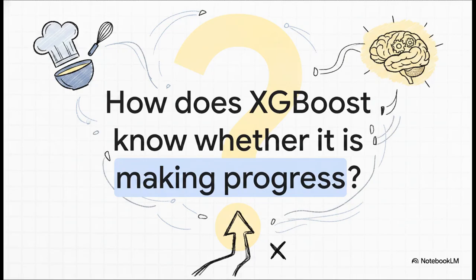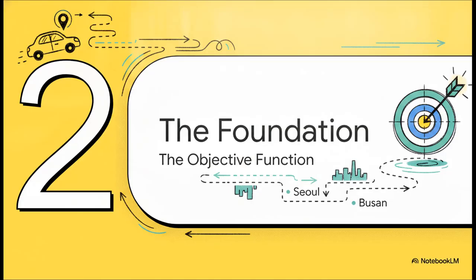But here's the catch. Cooking in a high-tech kitchen only works if you actually know what a good meal tastes like, right? This brings us to a really fundamental question. How does XGBoost actually know whether it's making progress or if it's just making mistakes faster? To answer that, we have to look inside the brain of the system. Which brings us nicely to section 2, the foundation.